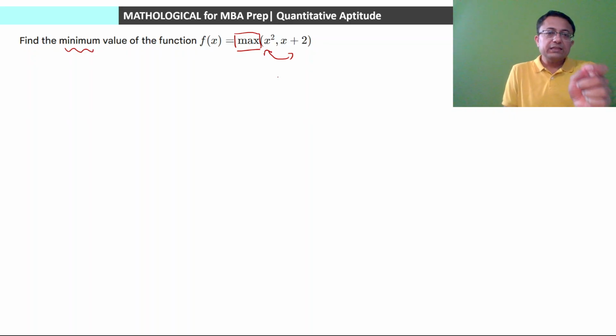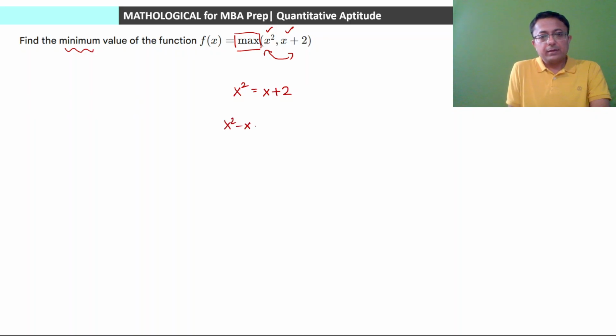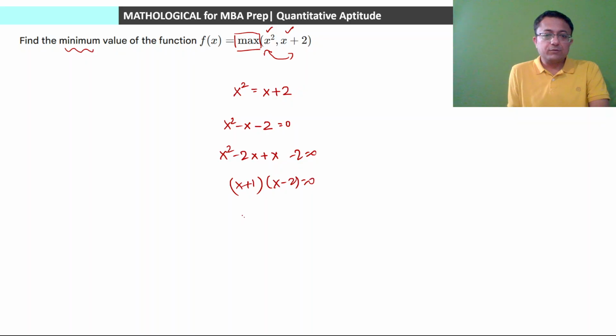And that minimum value will be when these two expressions x square and x plus 2 intersect, that is, when these two are equal. x square equal to x plus 2. x square minus x minus 2 is equal to 0. x square minus 2x plus x minus 2 equal to 0. (x plus 1)(x minus 2) is equal to 0. So we are getting two solutions: either x will be equal to minus 1 or x will be equal to 2.